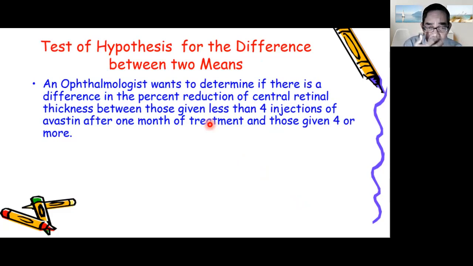Now, this ophthalmologist wants to know if there is a difference in the percent reduction of those given less than 4 injections after 1 month of treatment, versus those given 4 or more injections.